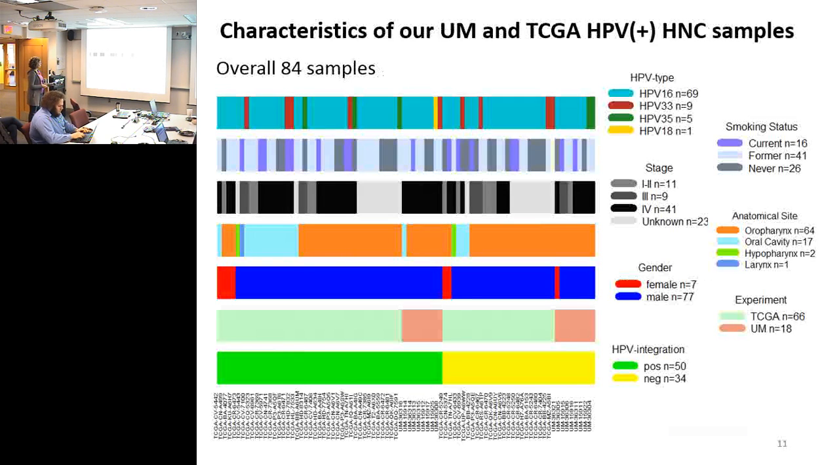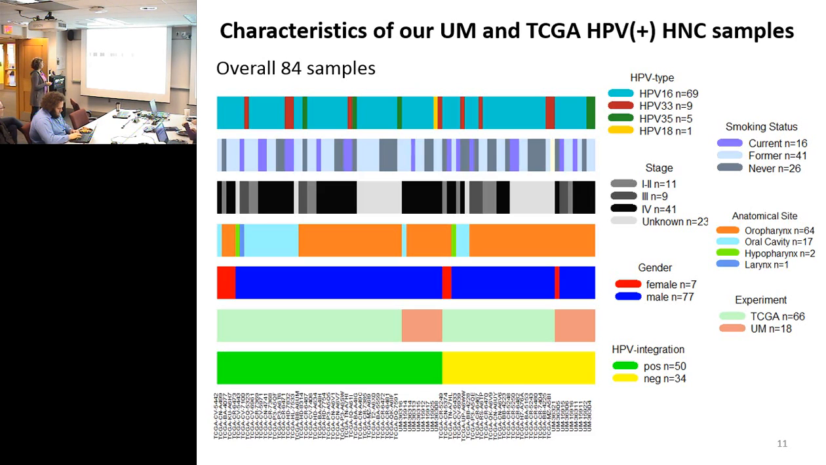Here, this picture presents our samples. We analyzed overall 84 HPV-positive samples, and every track presents a demographic or clinicopathological characteristic of the samples. We found 50 samples were integration positive and 34 samples were integration negative. This track presents samples by experiment: 66 samples were from TCGA, 18 samples from EOM. This presents by gender, and we can see that most of the samples are from males, and this by anatomical site, and most of the samples are from oropharynx, with some of them from oral cavity in the integration-positive group.